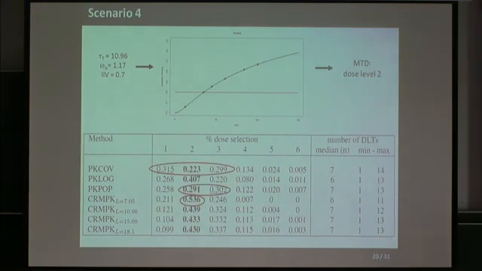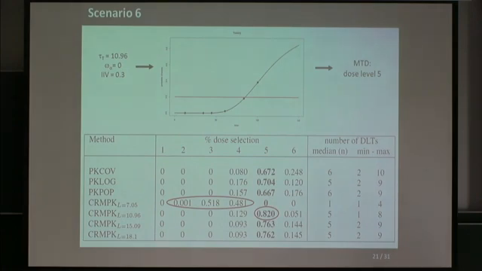Then in scenario 4, when we add variability in omega alpha, we have another curve for probability of toxicity versus dose, and the MTD is dose level 2. We can say that PK curve, the first method, hesitates between the two doses nearest to the MTD, and PK pop also hesitates between two doses, and CRM-PK with a proper L could have very good results.